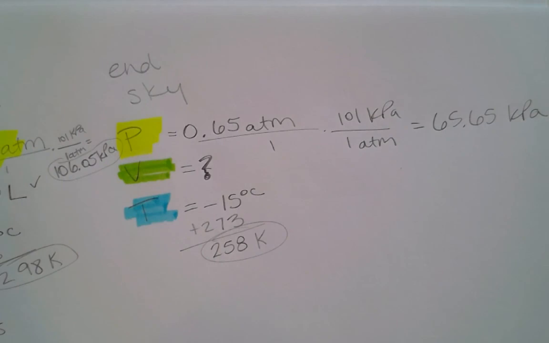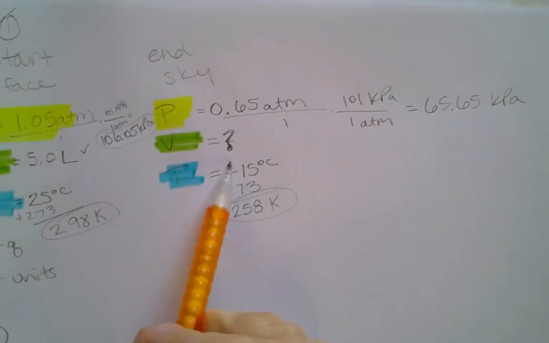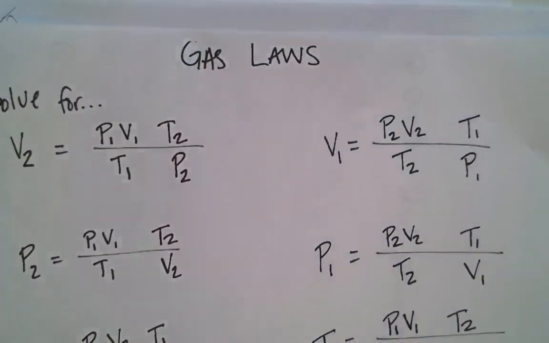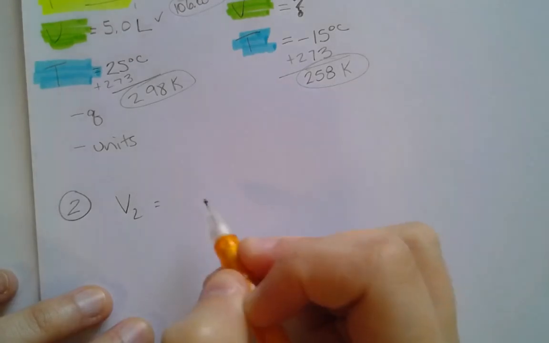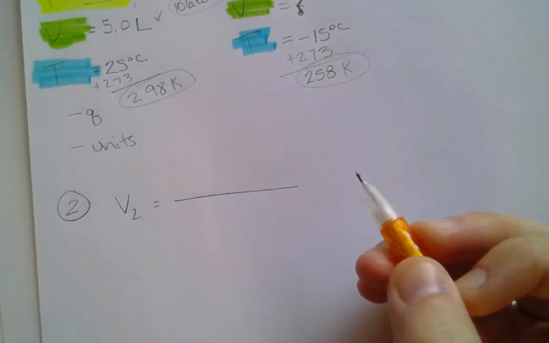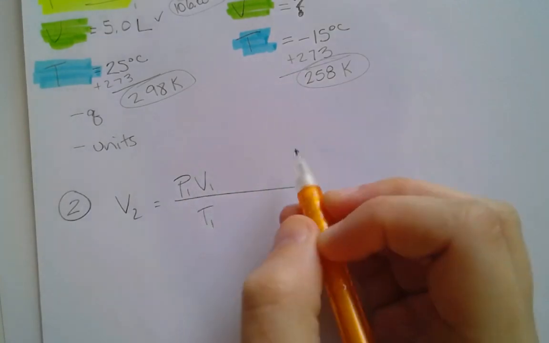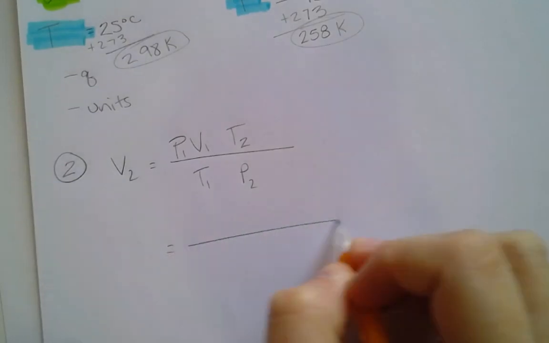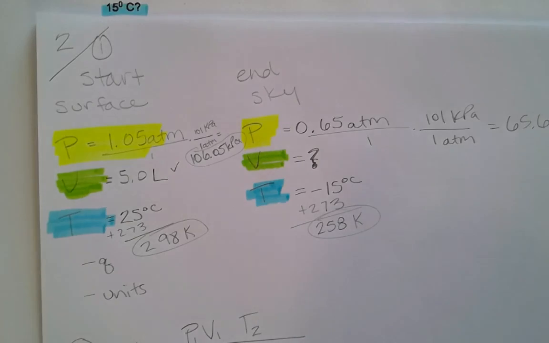Your second step is your equation. You're solving for the ending volume. Feel free to pause the video if you wanted to see that longer. P1 V1 over T1 times T2 over P2. Your setup is now ready to go.